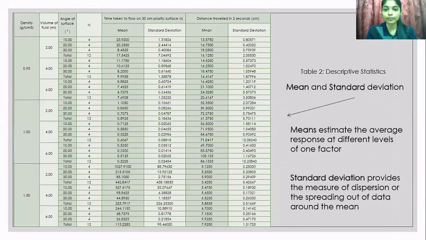Results from MANOVA. The first table obtained is the descriptive statistics. This table provides us the mean and standard deviations. Mean estimates the average response at different levels of one factor, while standard deviation provides the measure of dispersion, or the spreading out of the data around the mean.